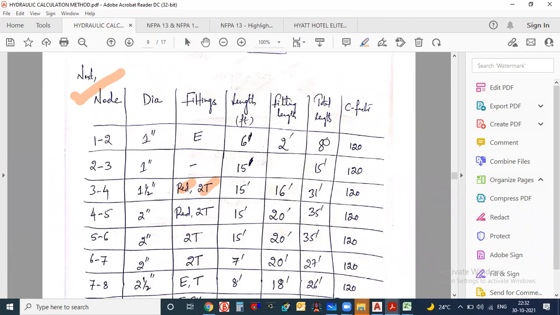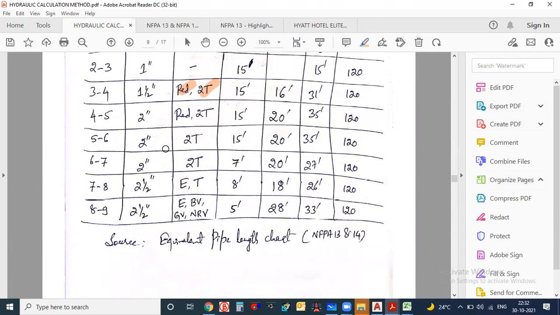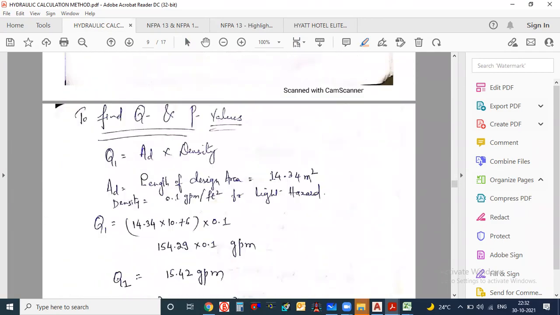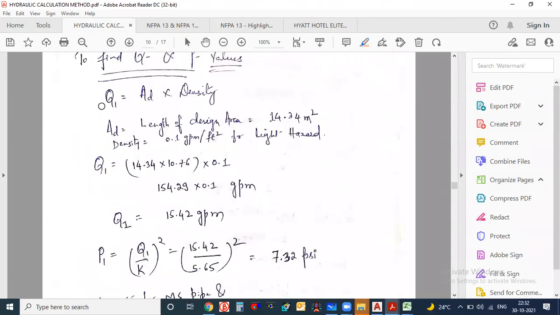You have to add length plus fitting length and C factor. Suppose you have added everything. Now we have to start doing the calculation. Just observe how to do the first calculation. Q1 is AD into density. What is the AD?